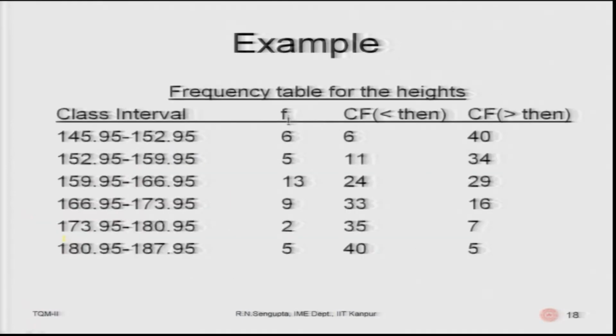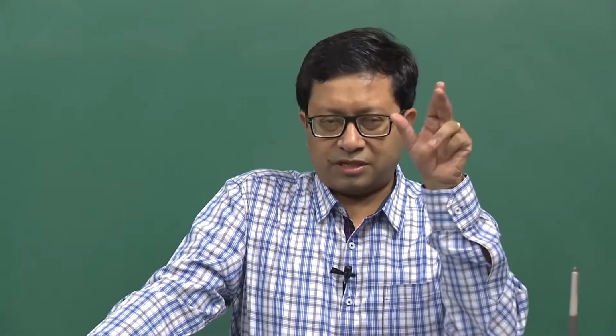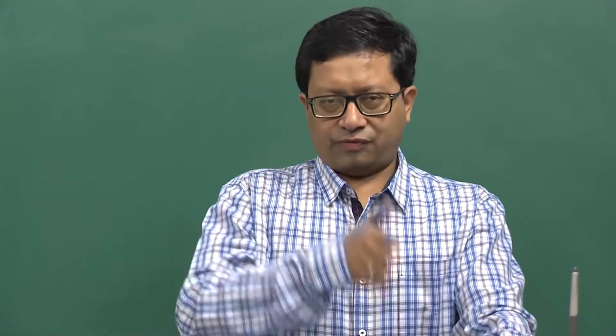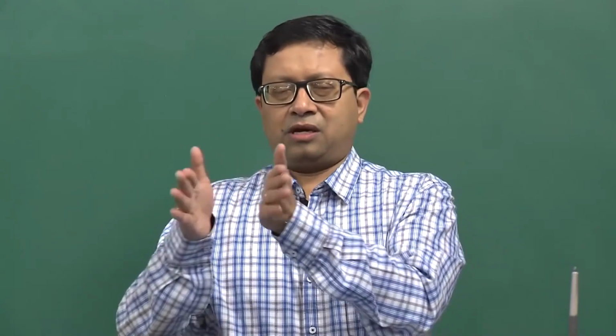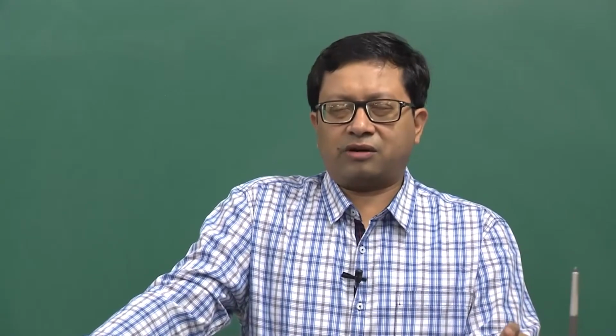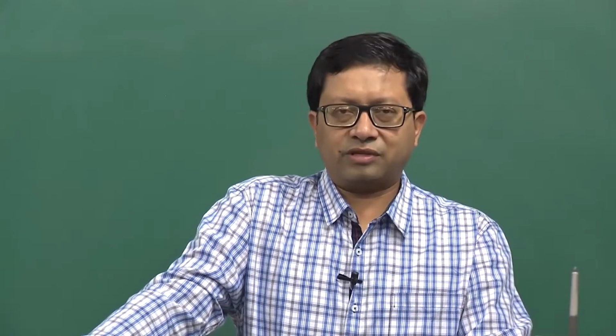So, you draw the frequency table for the heights; the leftmost column holds the classes which have been made. The first interval is 145.95 to 152.95. The class intervals would be made in such a way that no particular value lies at the boundary. They have to be in either interval 1 or interval 2. So, the values cannot lie at the boundary between interval 2 and interval 3, or between interval 3 and interval 4, and so on. The class intervals have to be made accordingly.